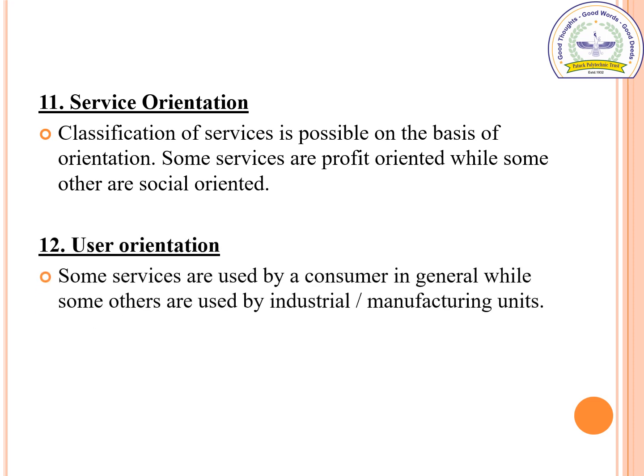Services can also be categorized on the basis of user orientation. Some services are directly used by the consumers, whereas some services are used by the industrial or manufacturing units. For example, the services of hotel industries are used by the consumer directly. The consumer directly goes to the hotel to avail the services, whereas the services of repairing industrial goods, industrial machines, heavy machines, such services are availed by the industrial and manufacturing units directly.